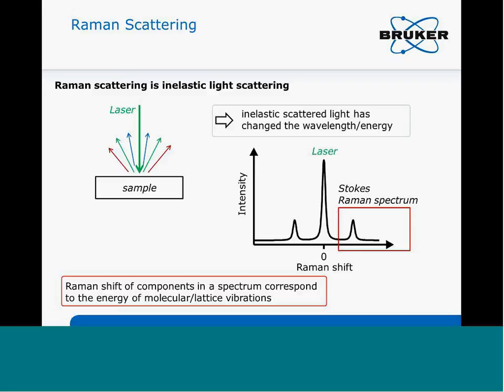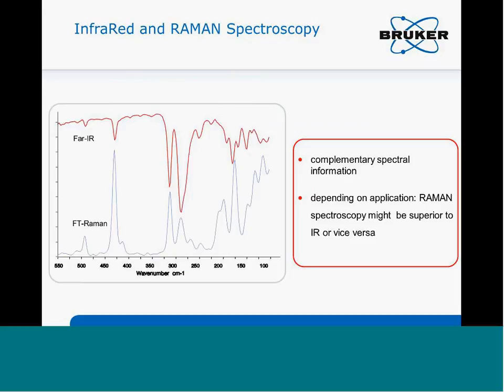This is called a Raman spectrum. In terms of band position, we are very close to infrared. Of course, band intensity will be different, because an infrared spectrum depends on changes in the dipole moment, and a Raman spectrum depends on polarization changes. So which technique is better depends on the application.